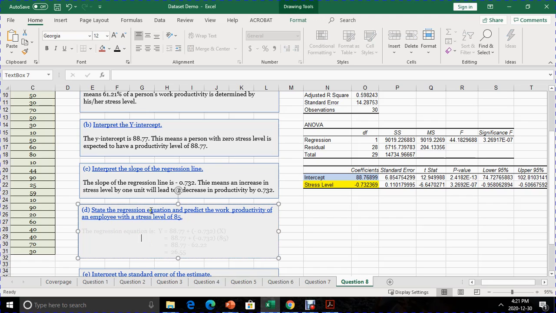The next question asks to state the regression equation and predict the work productivity of an employee with a stress level of 85. So part D of this question is asking you to do a prediction. So we're going to state the regression equation, or the simple linear regression model, and use the equation to make a prediction. So the equation is going to be y equals the Y-intercept, which is given as 88.77, plus the slope of our regression line, which is negative 0.732, times x. So our regression equation is clearly stated as: y = 88.77 + (-0.732)x.